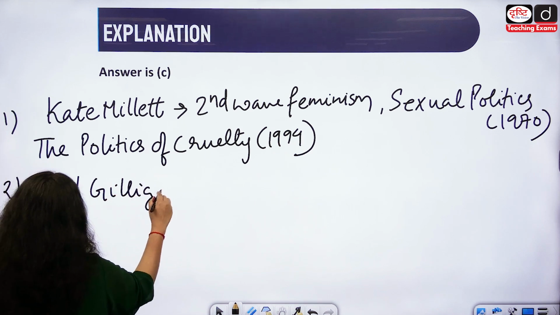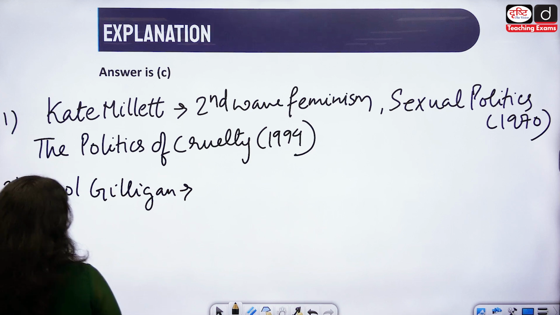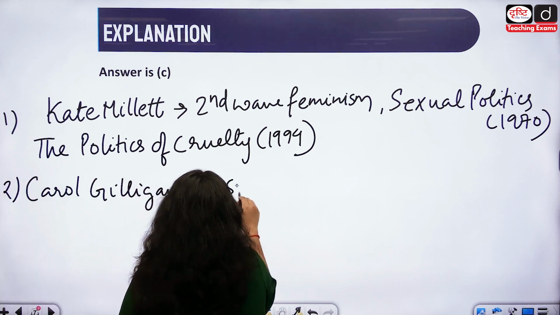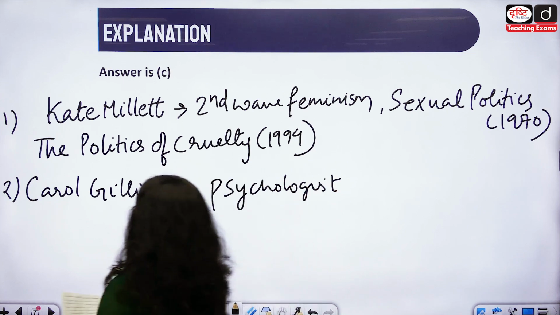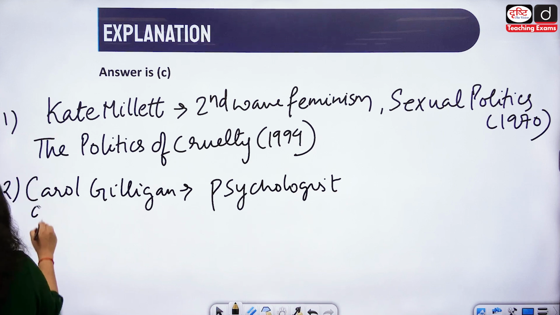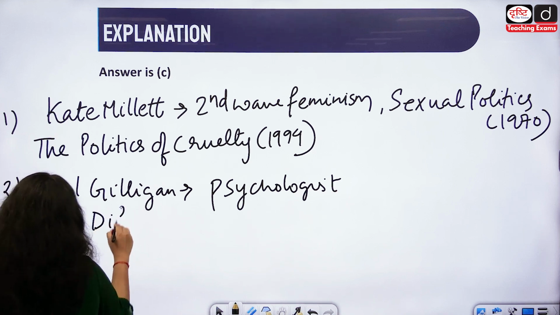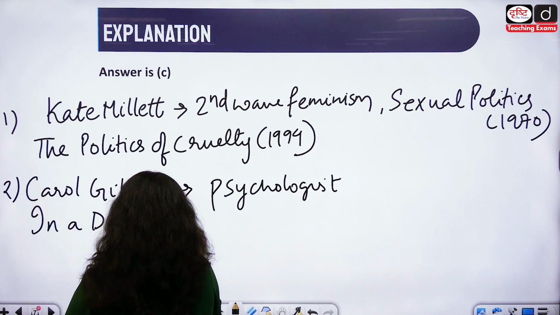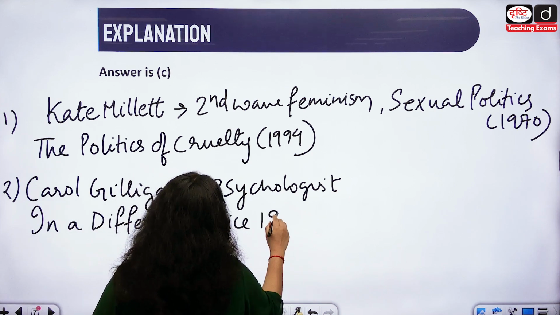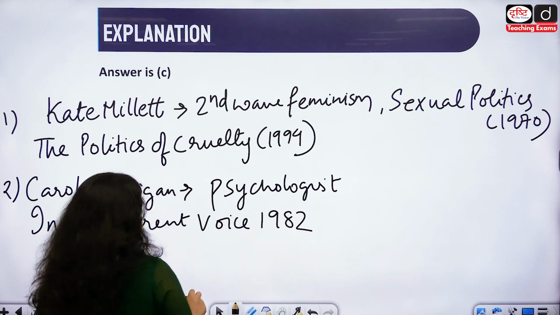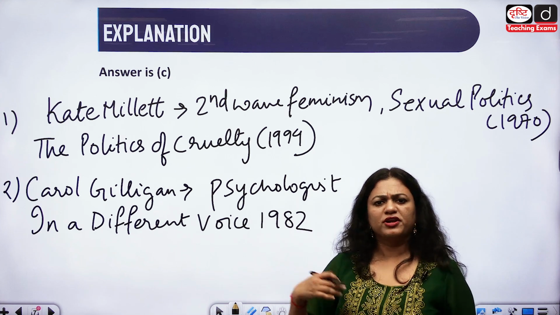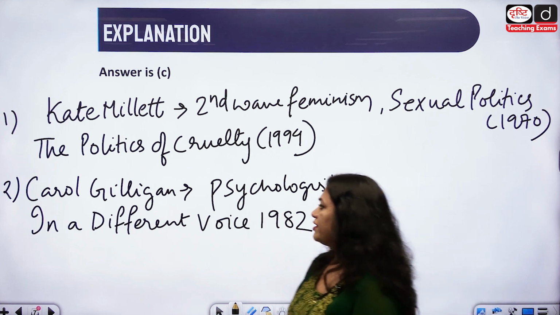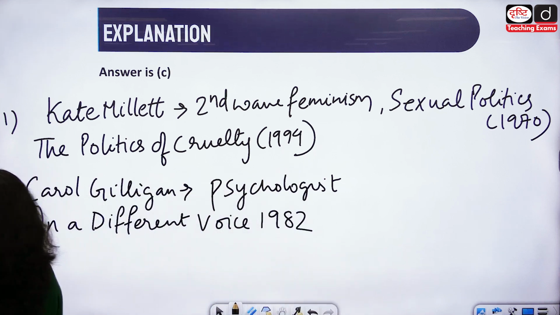Then you have the second thinker, Carol Gilligan, another feminist thinker. She is known as a psychologist, and she published the work In a Different Voice in 1982. She developed the concept of ethics of care as a moral theory or a normative theory. Then we have our third thinker, Julia Kristeva.